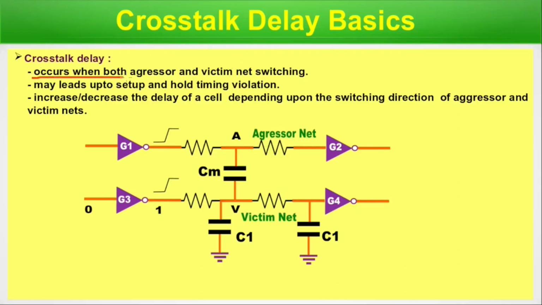Crosstalk delay occurs when both aggressor and victim nets are switching, and this may lead to setup and hold timing violations. It increases or decreases the delay of a cell depending upon the switching direction of the aggressor and victim nets. In the case of crosstalk delay, we will discuss which direction the aggressor net is going, from 0 to 1 or 1 to 0, and the victim net, 0 to 1 or 1 to 0.